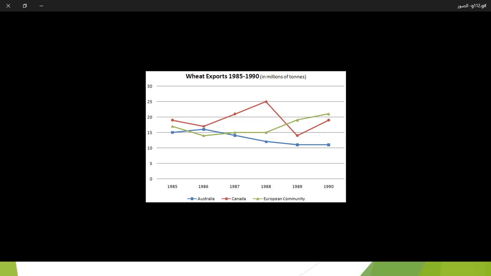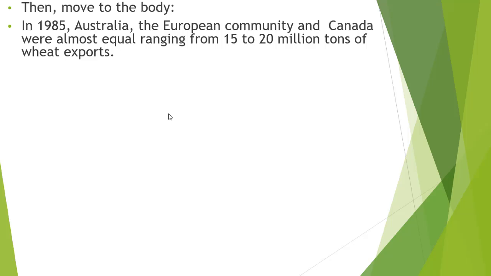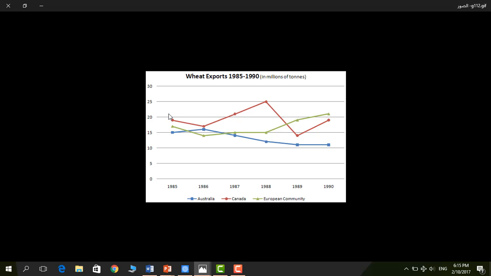How did I describe the starting point? How did I describe this point? We're almost equal, ranging from 15 to 20 million tons of wheat exports, okay? And then what happened? What happened here? Look at what happened. How can we describe this, the next phase?